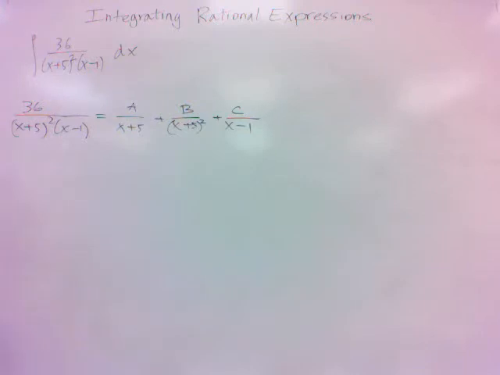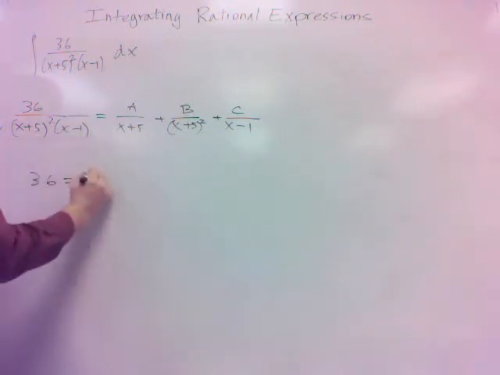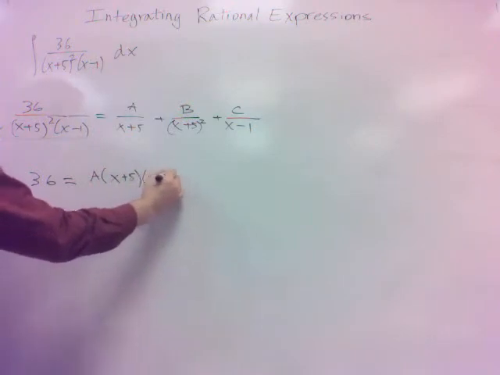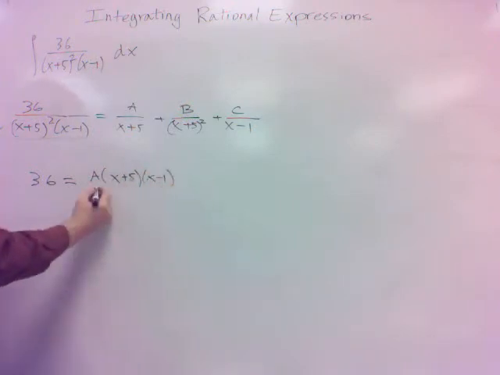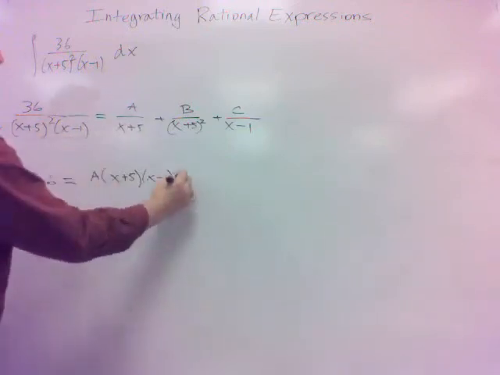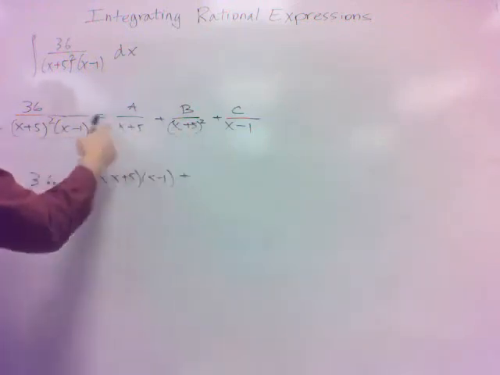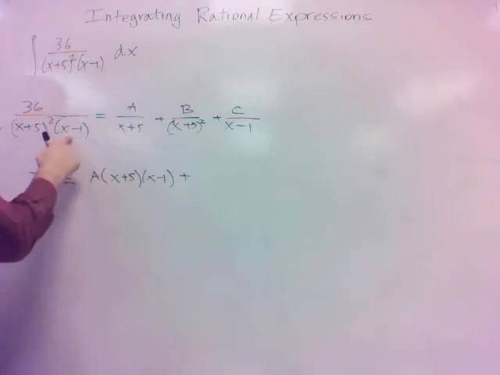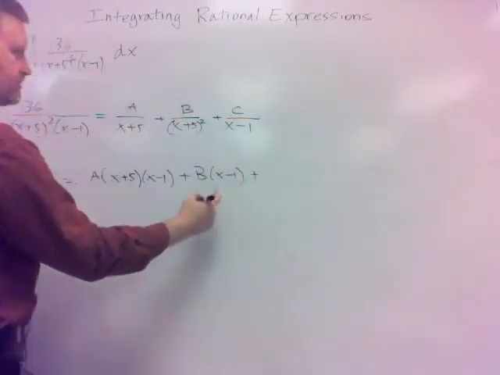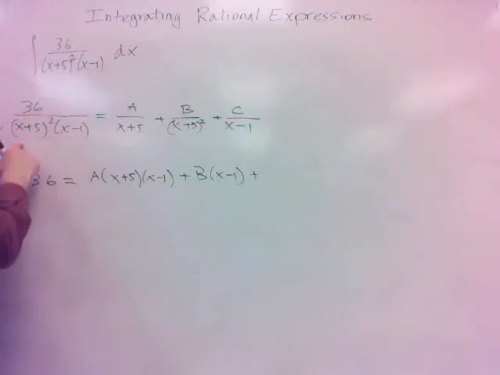Okay, so multiply this both sides. I get 36 equals, well, one of the x plus 5 cancels, so I have A times another x plus 5, and then x minus 1, for A. For the B, I've got that over (x plus 5) squared, so the (x plus 5) squareds cancel, so I have an x minus 1 times B. And then for C, what do I have for C? C would be (x plus 5) squared.